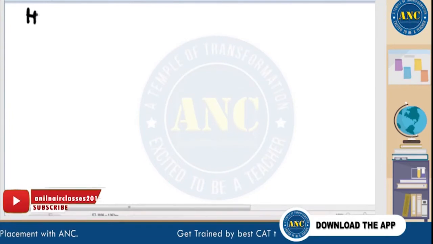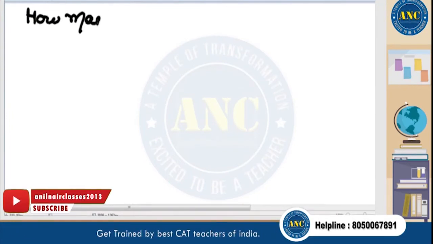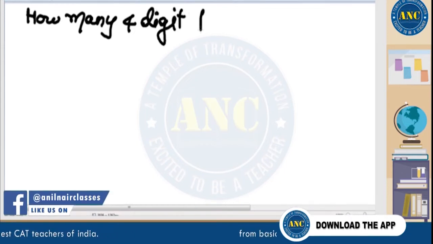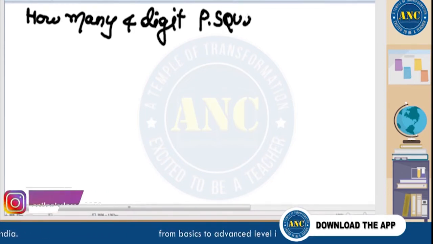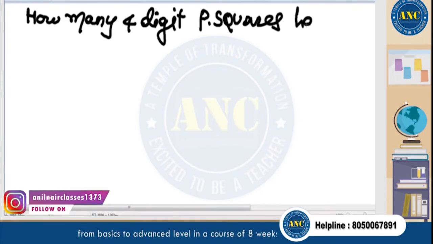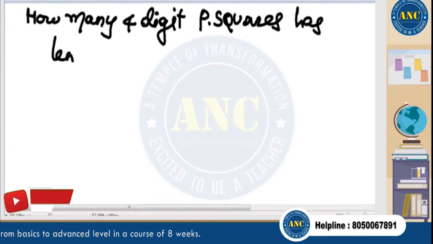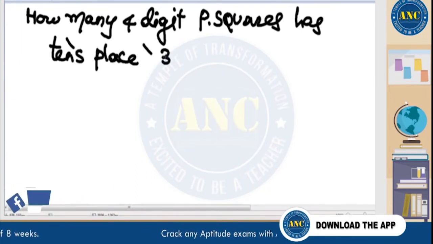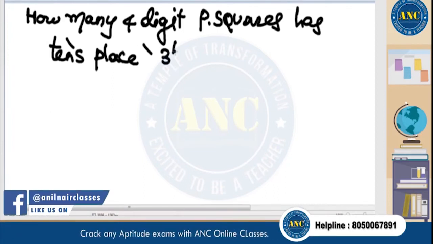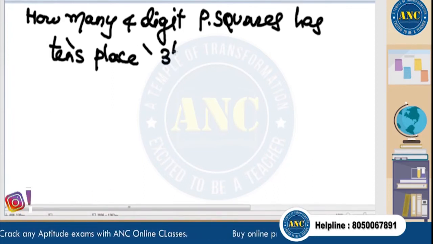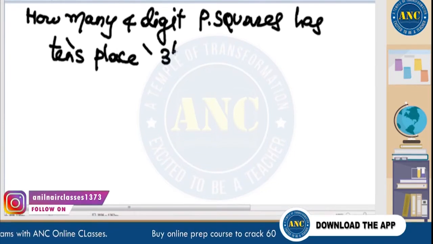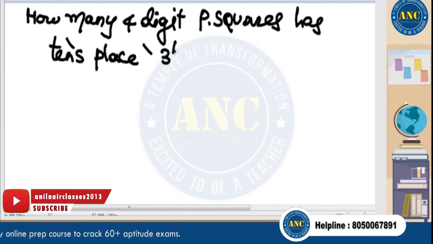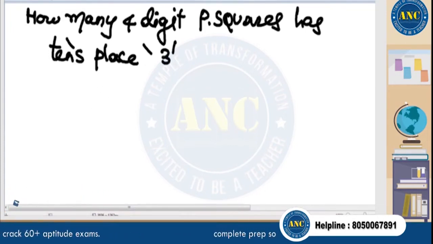How many 4-digit perfect squares have a tens place 3? These most of the students, these came in one of the mocks from a reputed organization. Half page solution is there. This is a 20-second problem.